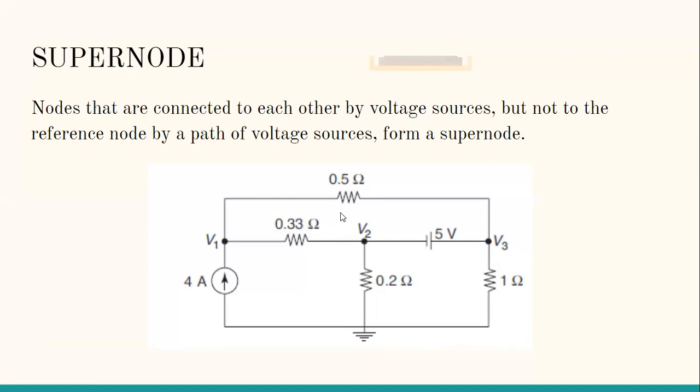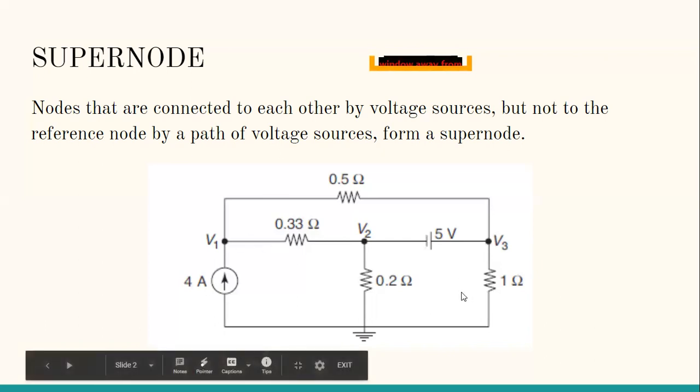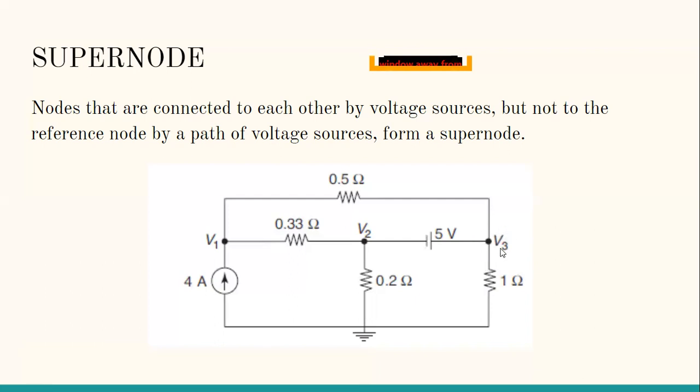So the nodes that are connected to each other by voltage sources but not to the reference node by a path of voltage sources form a supernode. That means if here in the place of 1 ohm we had a voltage source, then V3 would not be forming a supernode because it is connected to a reference node. If there is a voltage source present between two nodes which is not a reference node, then it is called a supernode. So let us try to solve a problem based on supernode analysis.